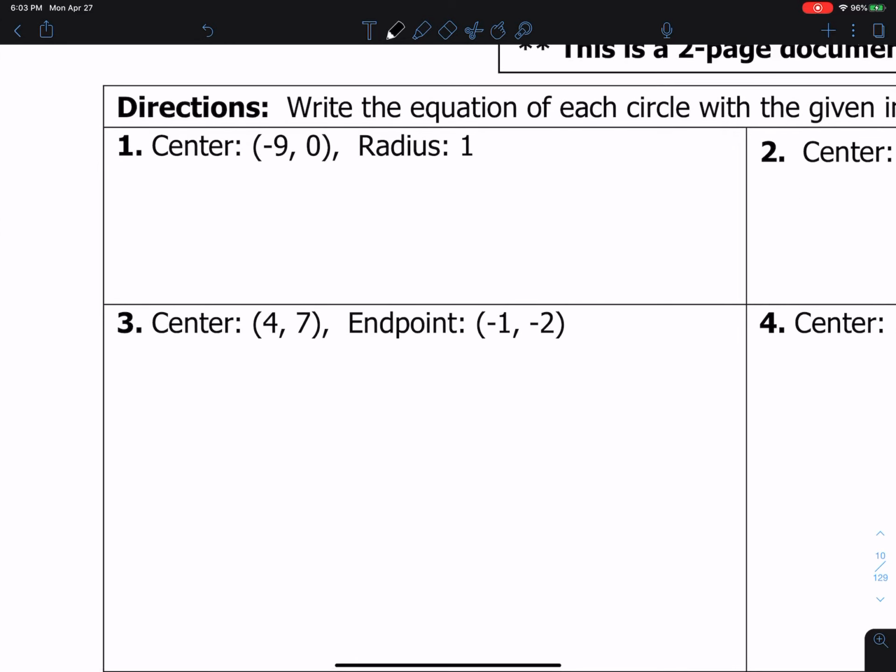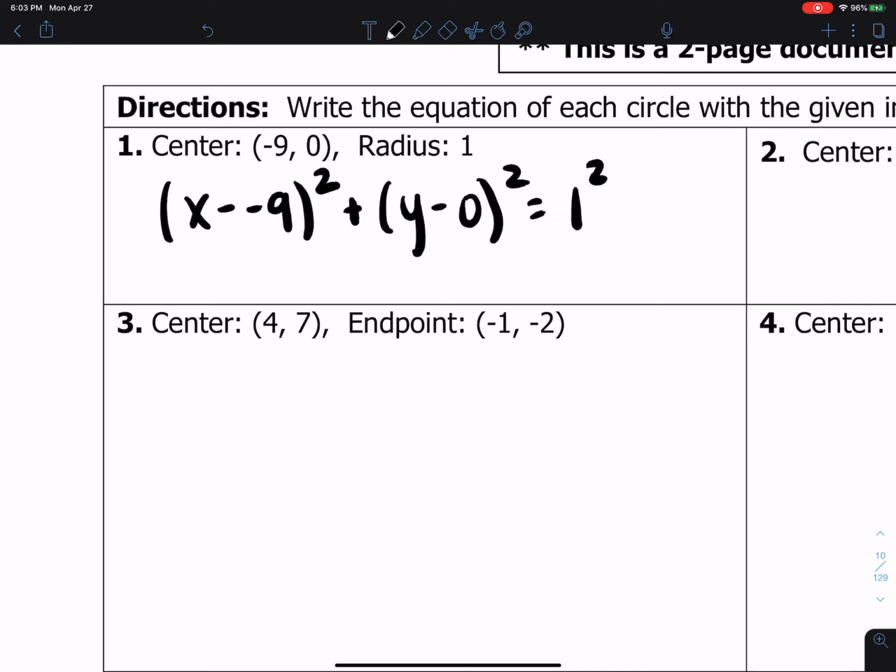In the first section, this says to write the equation of each circle with the given information. So this would be x minus -9 squared plus y minus 0 squared equals 1 squared. We could just simplify that as x plus 9 squared plus y squared equals 1.